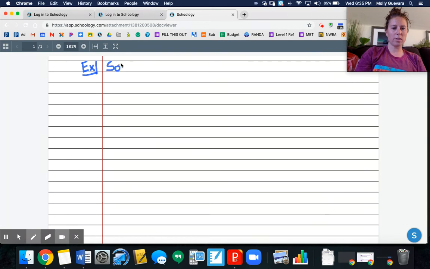Okay, so this example I want to solve. And I'm going to write 2x minus 7 all over 3 minus 5x plus 4 all over 5. And this equals negative x minus 4 over 30.